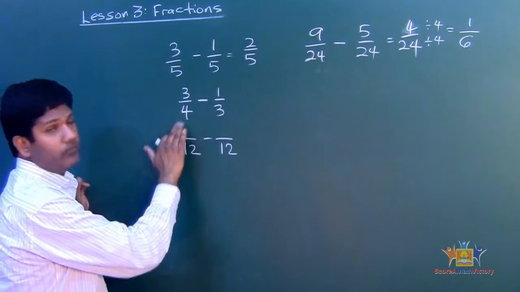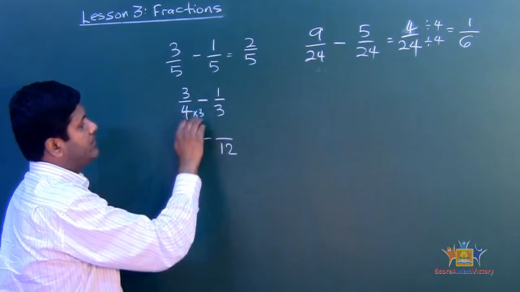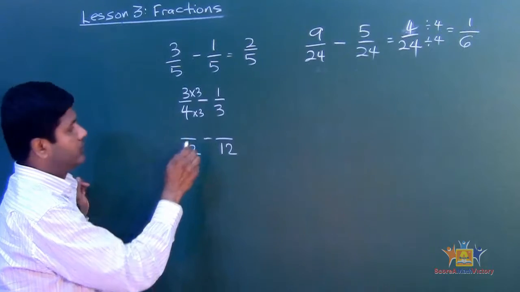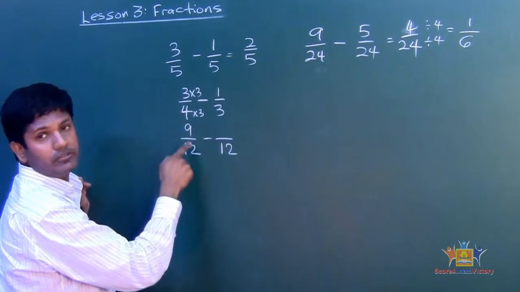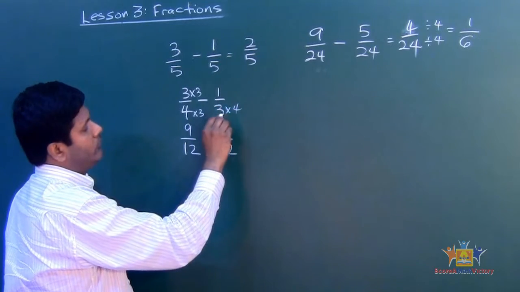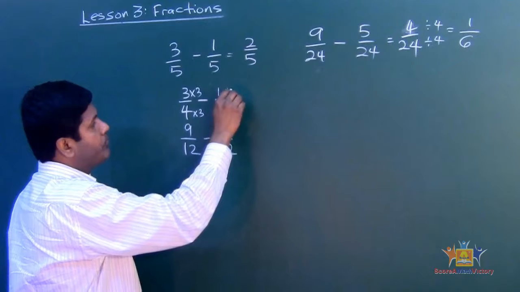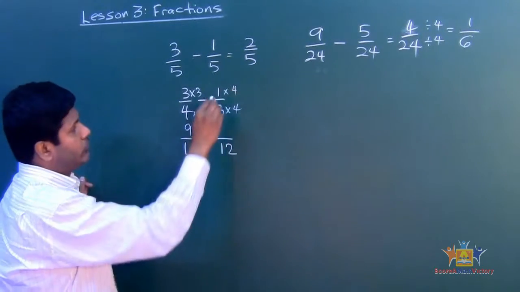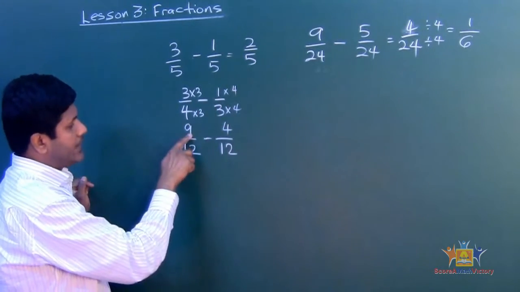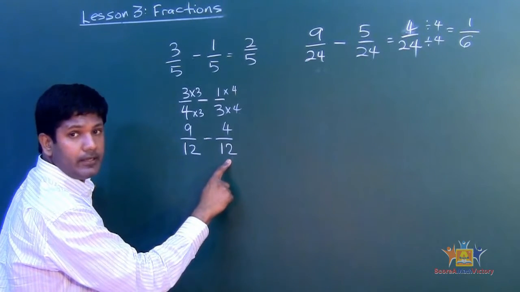So how do I go from 4 to 12? I multiply 4 by 3, okay? So that means I multiply 3 also by 3. So that makes it 9. 3 times 3 is 9. How do I go from 3 to 12? I multiply that by 4. 4 times 3 is 12. That means I also multiply the numerator by 4. So 1 times 4 is 4. Now can I subtract? Yes, because both have the common denominator.